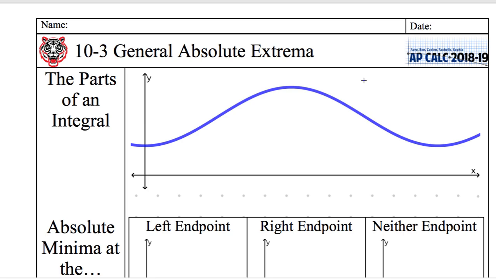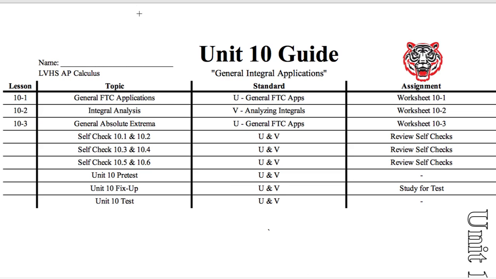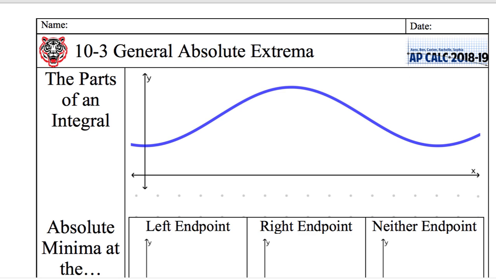Calculus! This is AP Calculus. All right, so 10-3, last lesson. Again, here's our guide. We are in our last lesson, then we have a bunch of self-checks, pre-test, fix-up, test. All right, so the general absolute extrema.